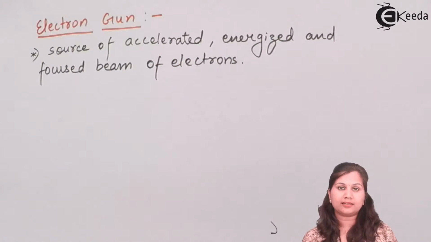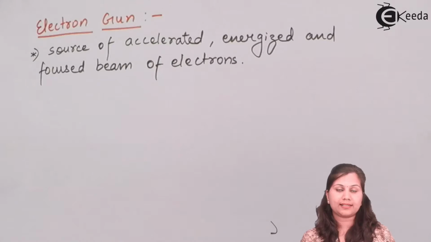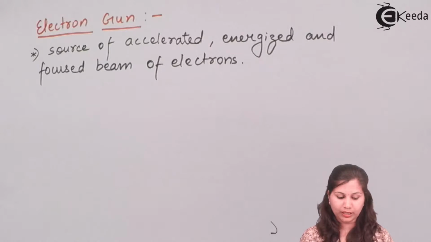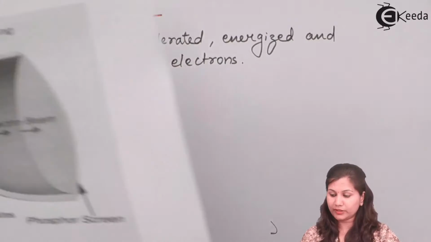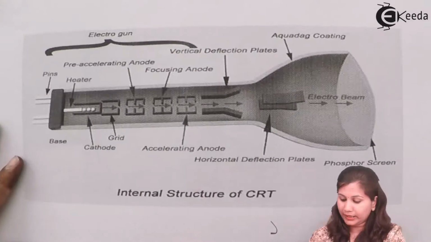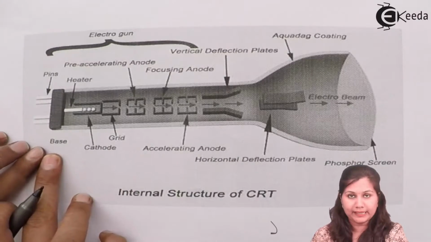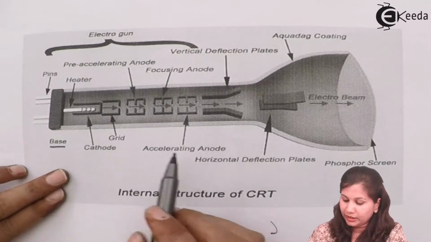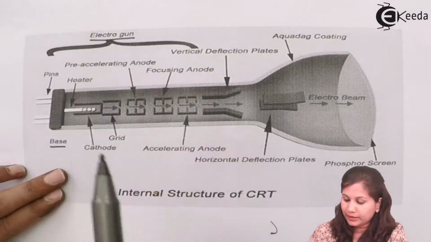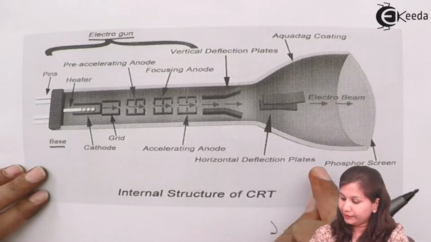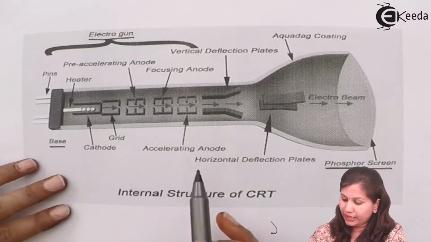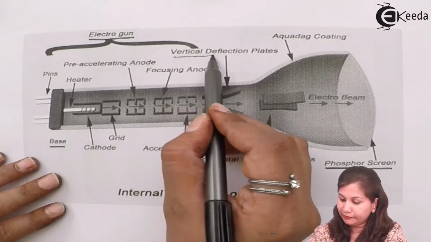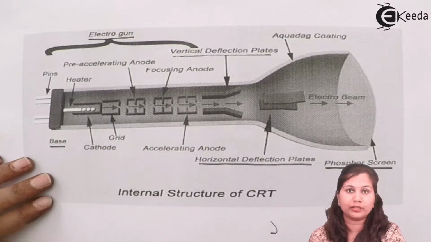If we come to the internal structure of the cathode ray tube, which consists of the various parts: the electron gun, the glass envelope, the deflection plate system, then the internal structure of the CRT will look like this. In this you can see we have a base, then the electron gun. This is our glass envelope. Then we have a phosphor screen, and we have the plate system also, the vertical deflection plates and the horizontal deflection plates.